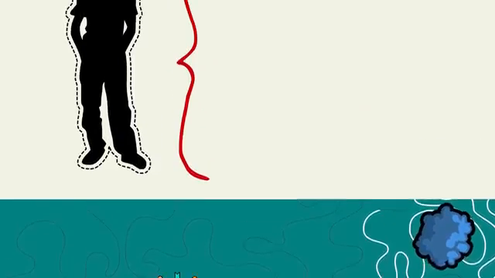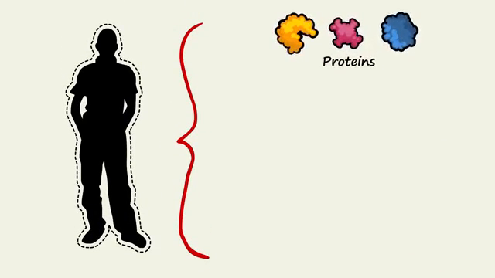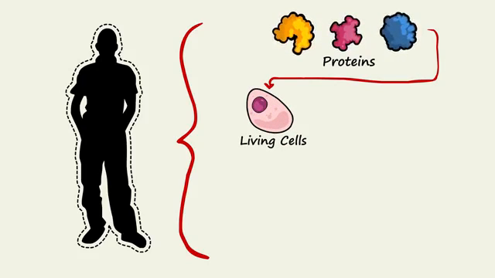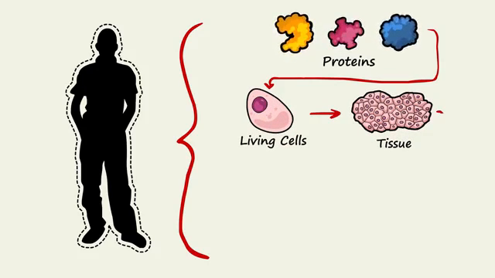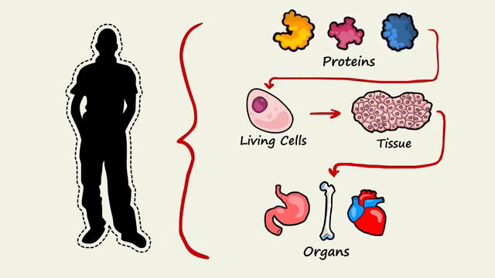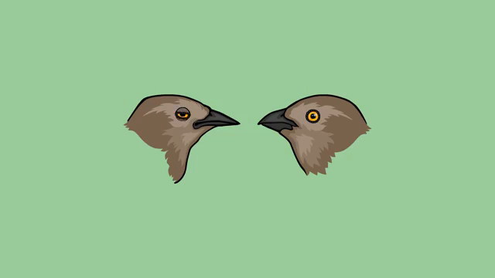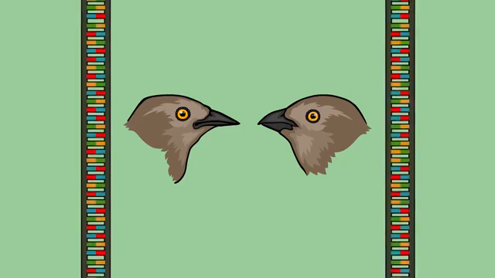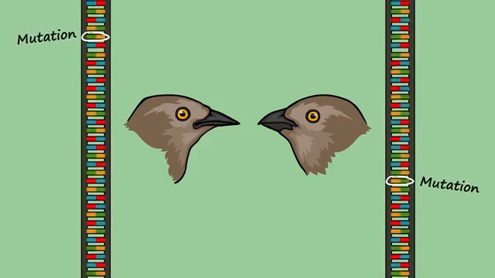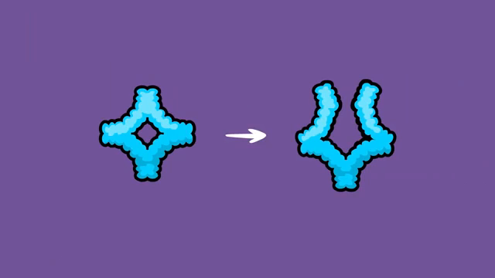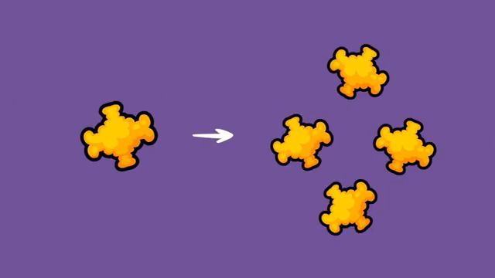In multicelled creatures like ourselves, proteins, which are coded for by genes, interact with other proteins and molecules to make up living cells. Cells make up tissues, tissues make up organs, and organs ultimately make up entire living creatures. Individuals have different traits, in this case differences in beak shape, largely because of differences or mutations in their genetic code. These differences can either cause changes in a specific protein's shape, and therefore its function, or mutations can change when or how much of a particular protein will be produced.